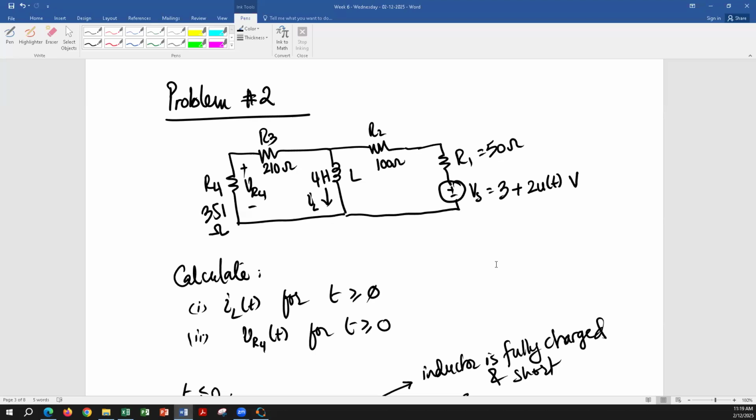Excellent. That's what I was looking for. So we know the current expression. We know that voltage across inductor is L di over dt. We can take the derivative of that current, calculate VL, and that voltage is going to be in parallel with the series combination of R3, R4. And then we can apply a voltage division to get VR4.